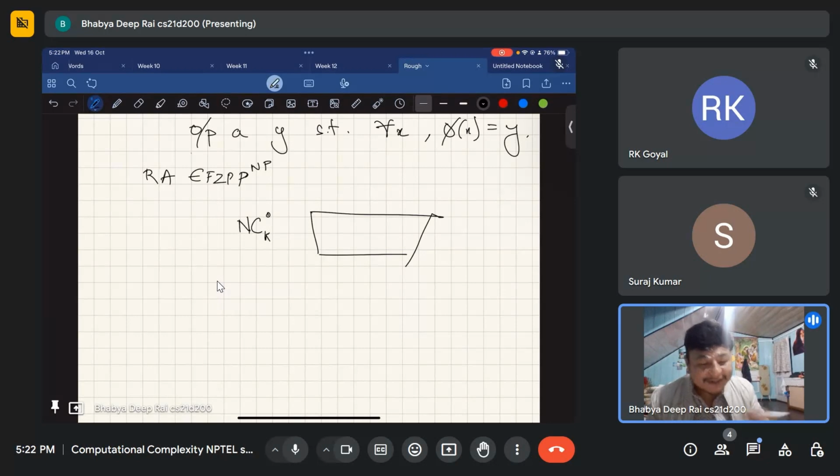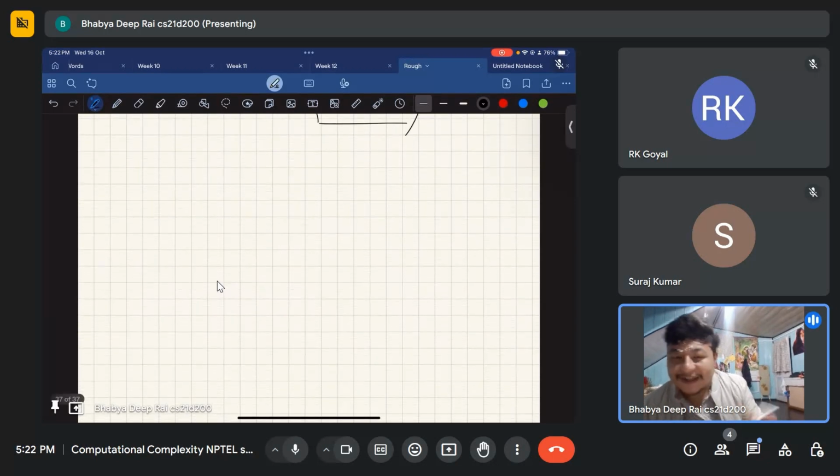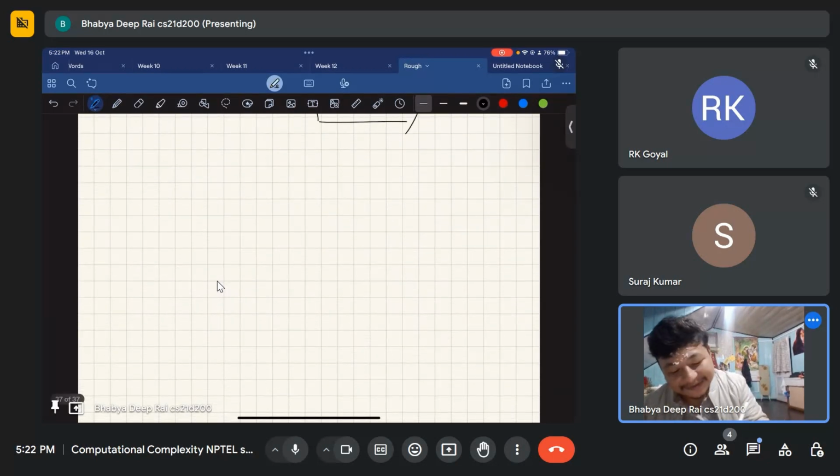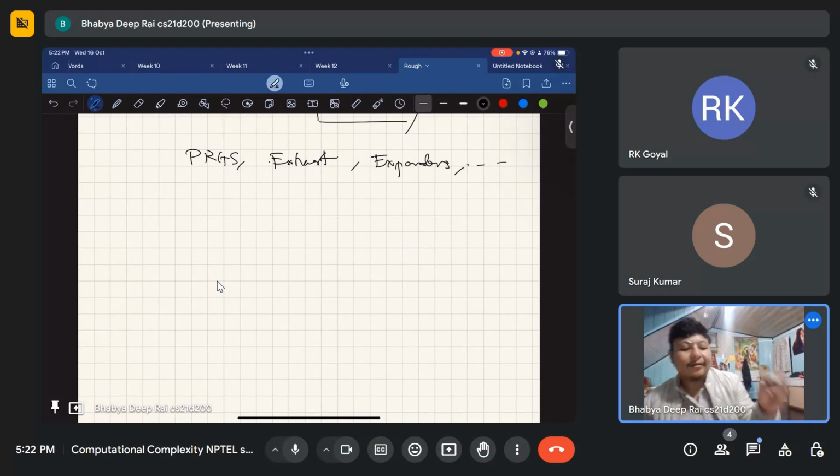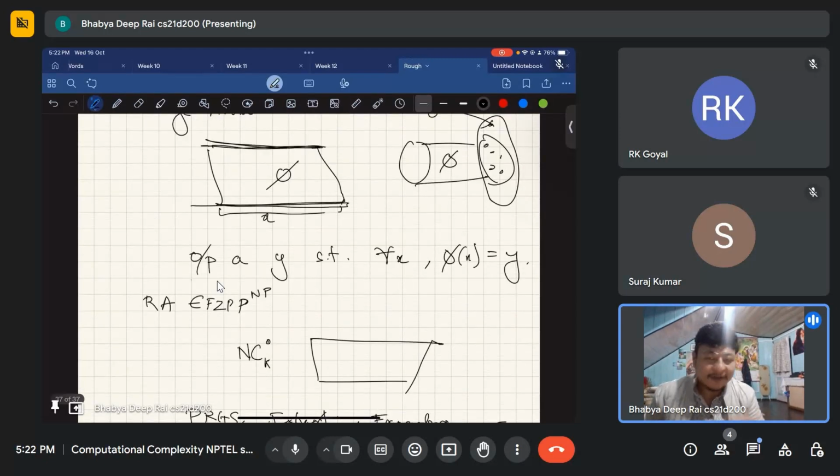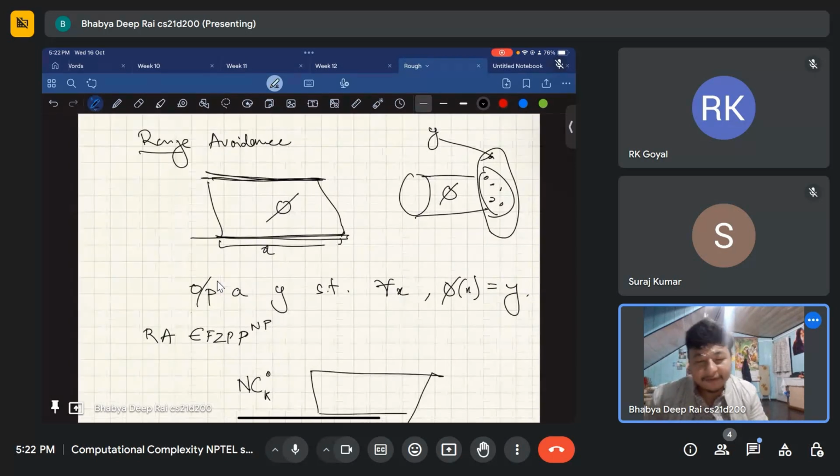And why is it interesting? Because if you actually prove that range avoidance can be done in polynomial time, or even in FP to the NP time, you can construct PRGs, extractors, expanders, and all these interesting pseudorandom objects very easily. So range avoidance is a very interesting area right now.